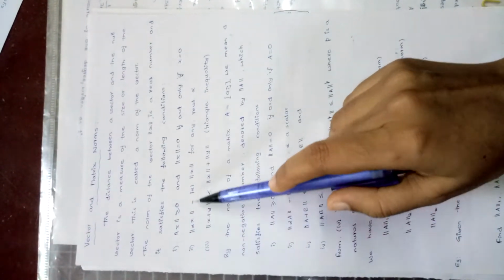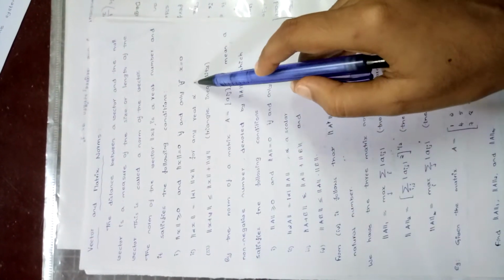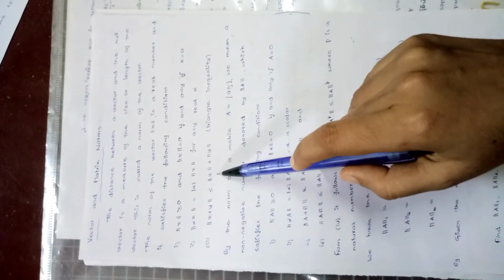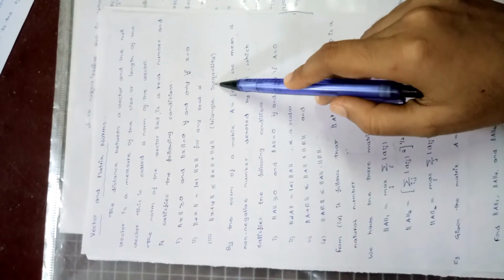Norm of alpha x is mod of alpha into norm x for any real number alpha, and norm of x plus y is less than or equal to norm x plus norm y. This condition is called the triangle inequality.